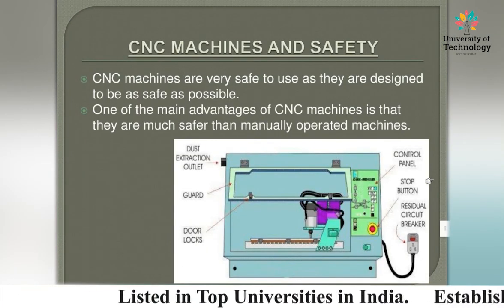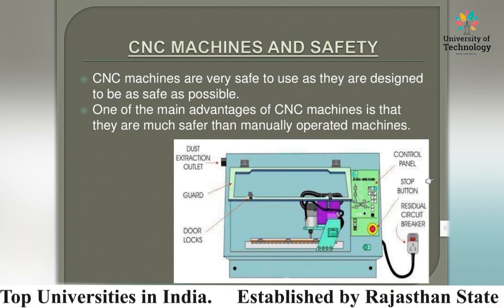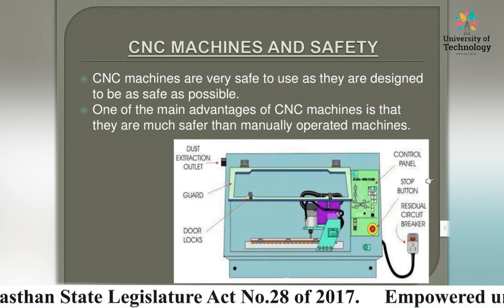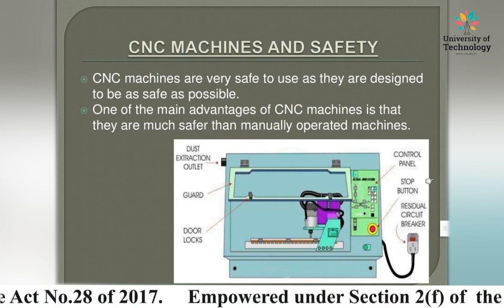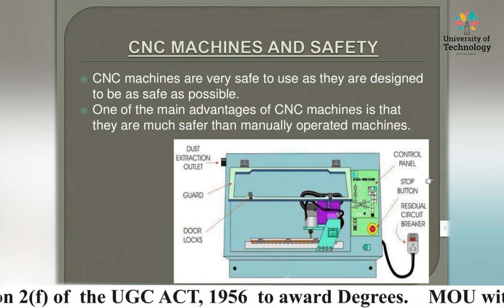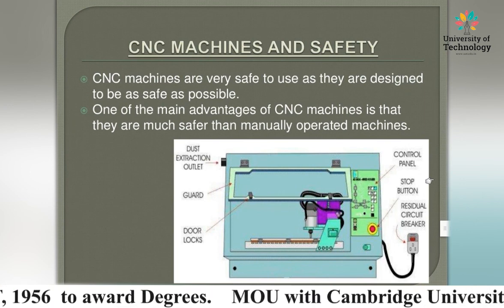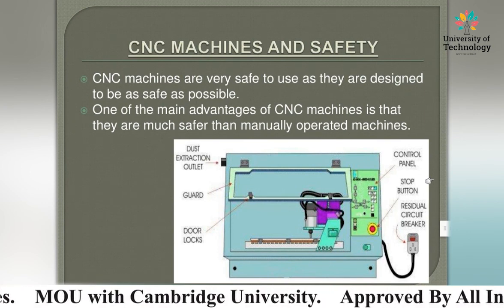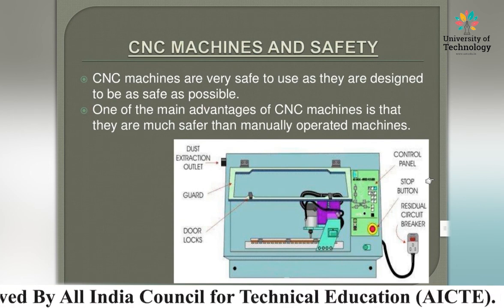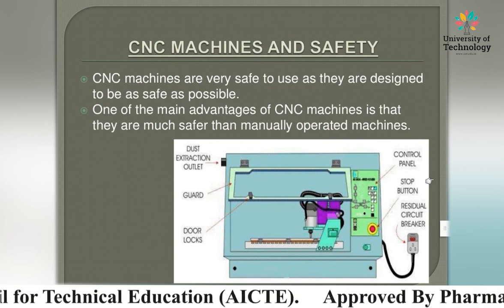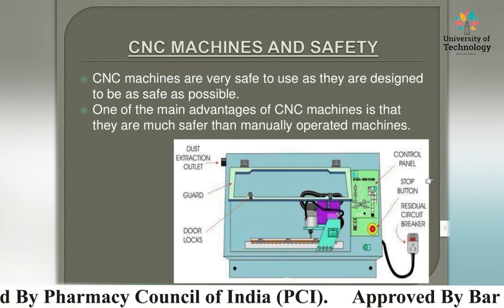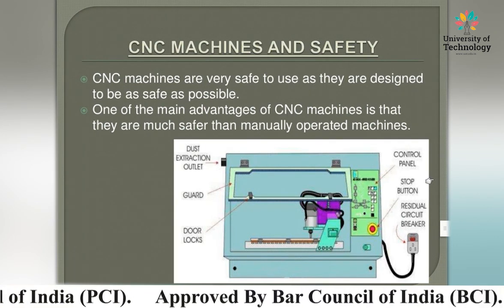CNC machines and safety. CNC machines are very safe to use as they are designed to be as safe as possible. One of the main advantages of the CNC machine is that it is much safer than manually operated machines. We can see in the slide the cover panel of the CNC machines. There is a dust extraction outlet, the guard, door locks, control panel, stop button, residual circuit breakers, all here for the safety of the workers or operator.